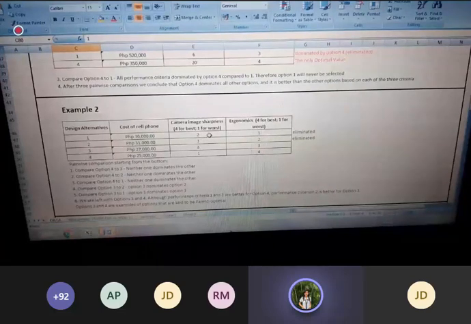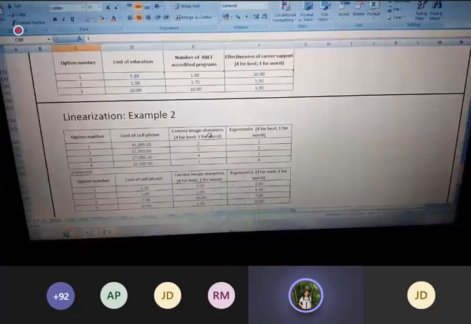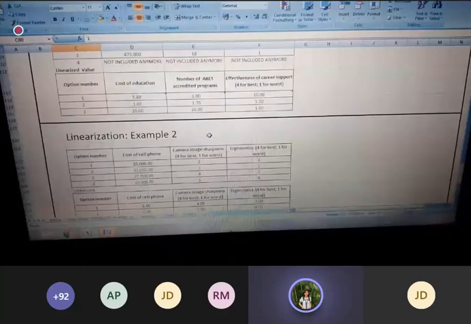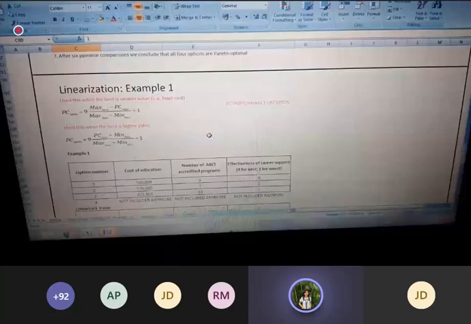Then to linearize it, to have a common number for each of the criteria, which would be considered later on, we have to convert that into numbers, 1 to 10, with 10 being the highest. So we use this linearization.